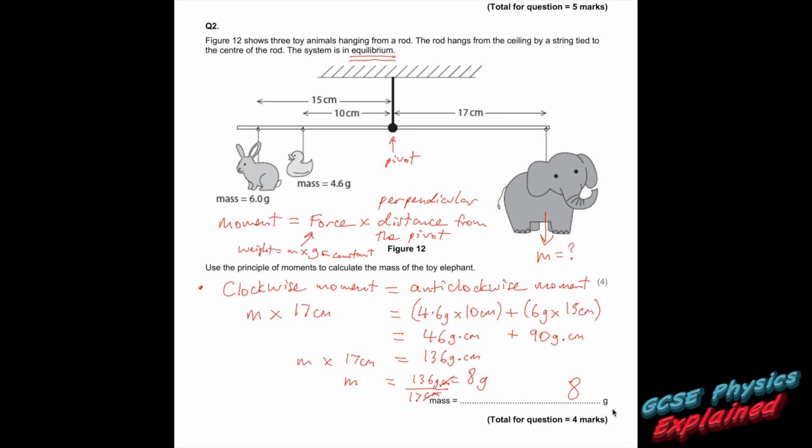I would rather have seen these masses given as weights. That's really how it should be, because the moment is force times by perpendicular distance, not mass times by perpendicular distance. I don't know if they've done that on purpose or what, but it doesn't matter. We've got the right answer.